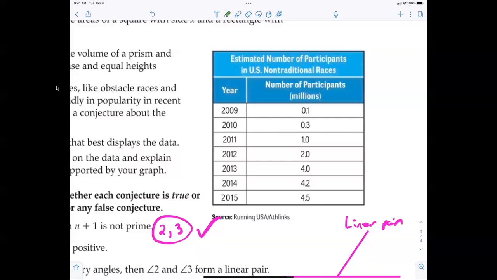Now, in L1, what numbers am I going to put? 9, 10, 11, 12, 13, 14, 15. We don't need to put 2,000 in there. If you want, is it okay to put 2,000 in there? Yes, it's okay. All right.